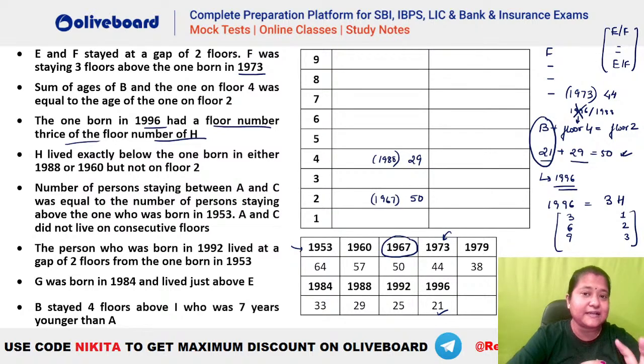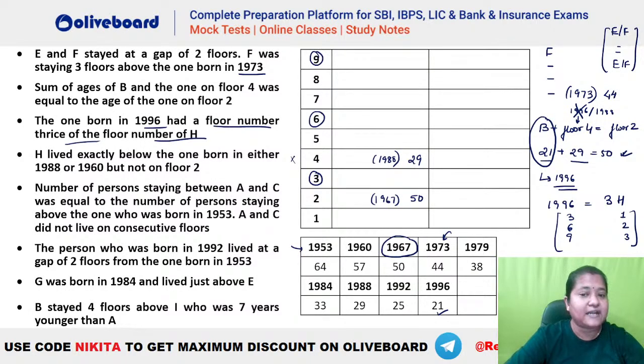That is, 1996 has to be a multiple of 3. Now, floor number 4 we have seen can be either 1996 or 1988. That is, either he is 21 years old or 29 years old. But 1996 should be against a multiple of 3. That means he can be on floor number 9, floor number 6, or floor number 3. That is why he cannot be on floor number 4, isn't it? So floor number 4 is not a possibility for 1996 here because he has to be against a multiple of 3. So if this person is not 1996, that means this person has to be 1988.